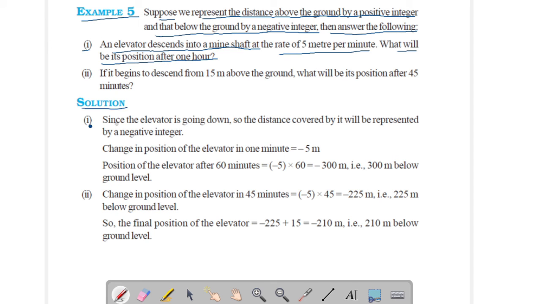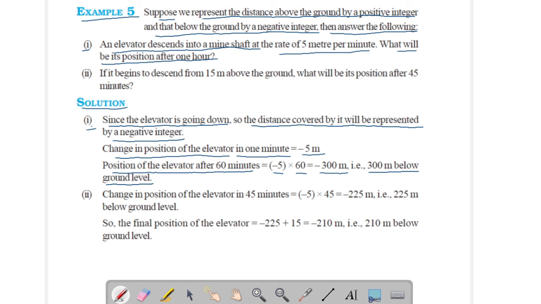See the solution. First part. Since the elevator is going down, the distance covered by it will be represented by a negative integer. The change in position of the elevator in 1 minute equal to minus 5 meter. Position of the elevator after 60 minutes equal to minus 5 into 60, that is minus 300 meter, that is 300 meter below ground level.